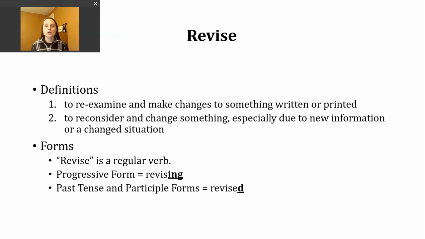To make the progressive tense, we're going to drop the E and then add ing to form revising. The past tense and participle forms of this verb are made by adding D, since this verb already ends with an E. When I say the base verb, revise, hopefully you can hear our ending sound there is really a Z sound. So our past tense ending is also going to make a D sound. Revised, revised.